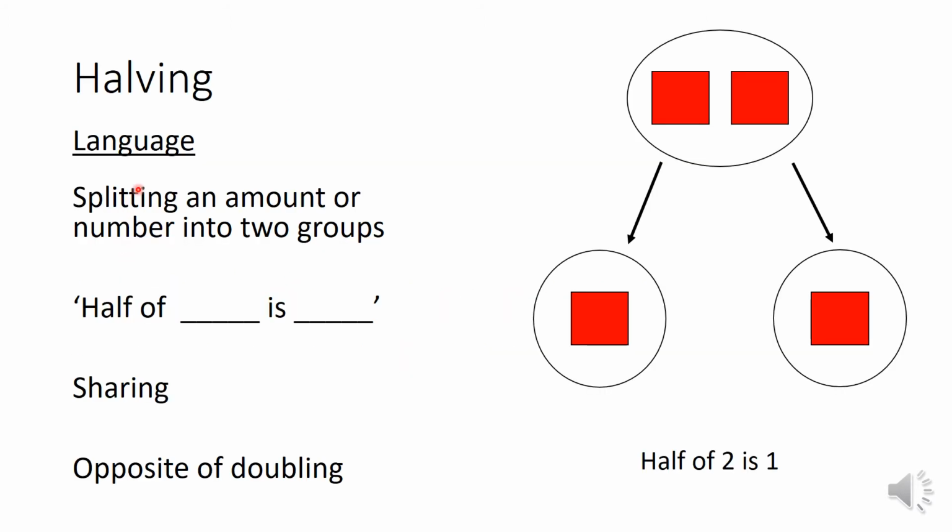So just to recap on the language and vocabulary that we should be using, halving is splitting an amount or number into two groups. So we say that special sentence, half of is. So we're looking at sharing, and remember it's the opposite of doubling. So instead of putting the two groups together, we are splitting one group into two. So half of 2 is 1.